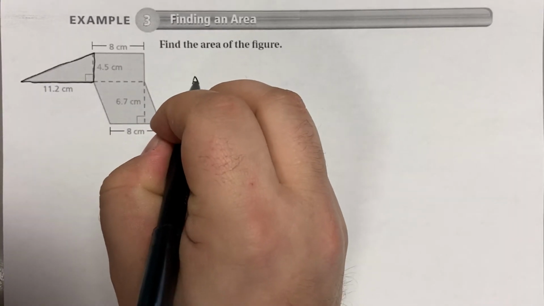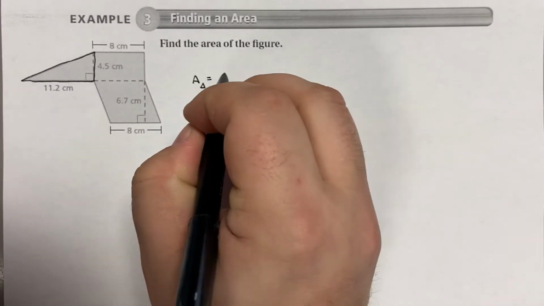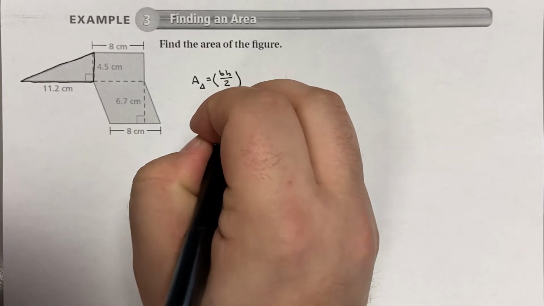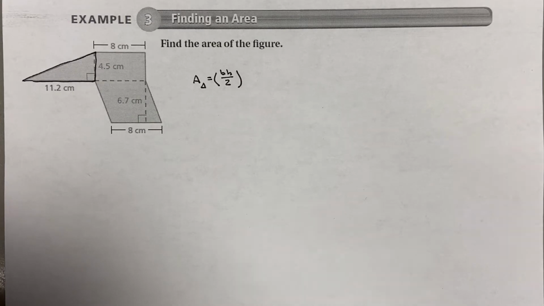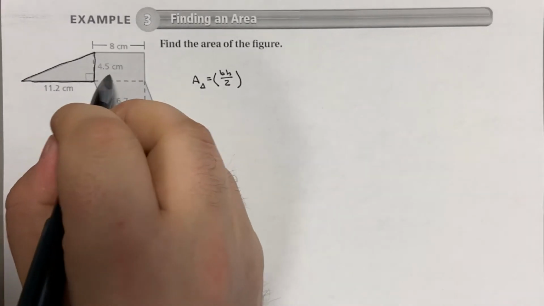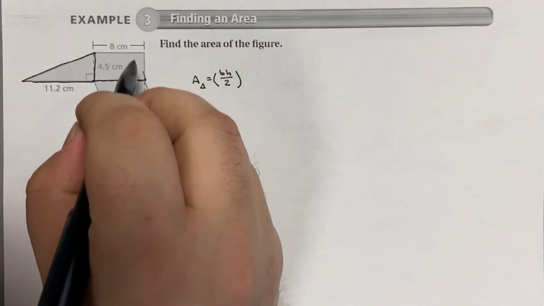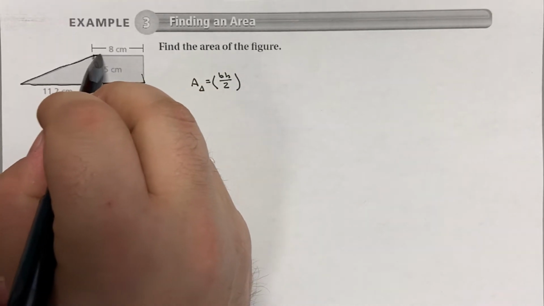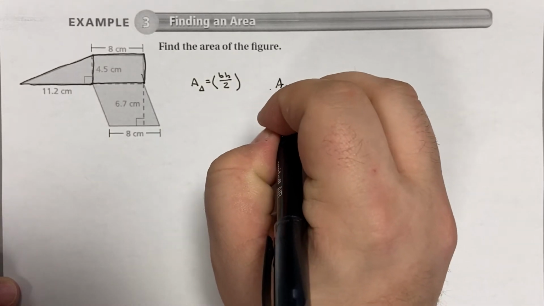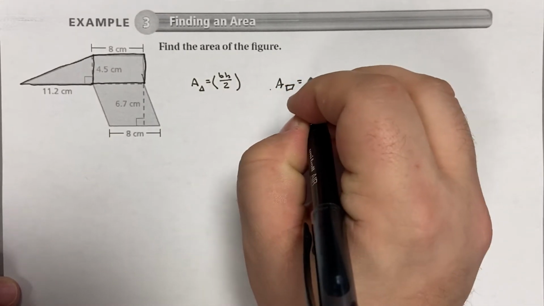So I'm going to write the area of my triangle. Well, that's going to be base times height over 2. I have used length times width over 2 as well. You could do that. Second, our second shape I'm going to see, this is a rectangle. The area of a rectangle is going to be base times height.